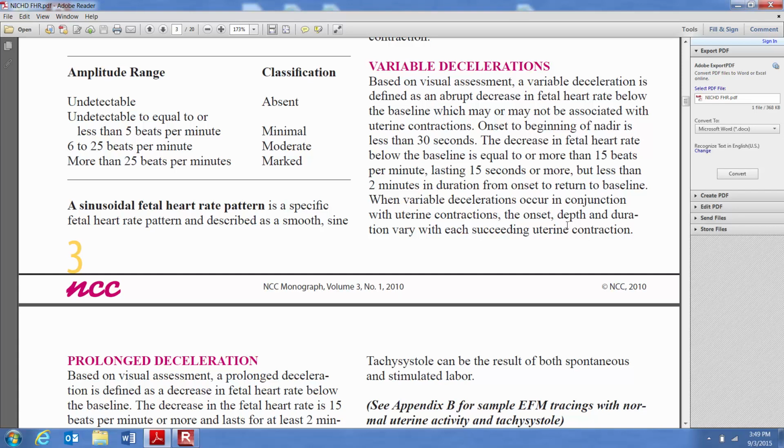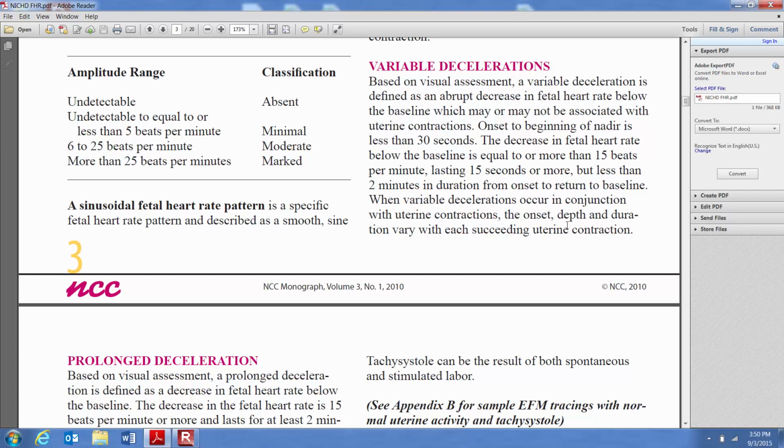So a variable decel is an abrupt drop from the baseline, and an abrupt return to the baseline. They may look like U's, V's, or W's, and they may look like they have little accels before and after them, okay? Interestingly, in the baby's cord there are 3 vessels: there's 1 vein and 2 arteries, okay?